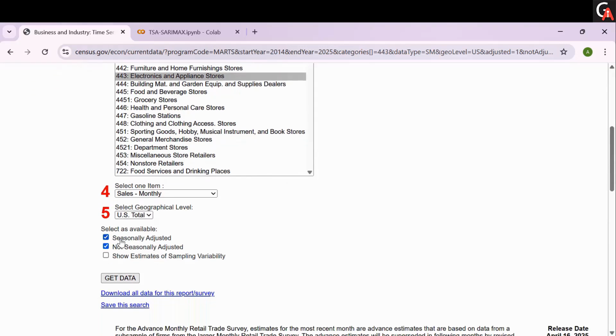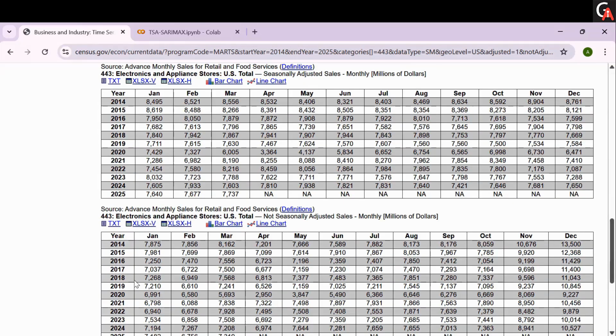And here comes the part: seasonally adjusted and not seasonally adjusted. There is a difference in these two, and I will let you know that difference. Just click on this Get Data. You will be able to see these two tables. The first table is about seasonally adjusted monthly sales, and the second table is about not seasonally adjusted sales. All these figures are in millions of dollars.